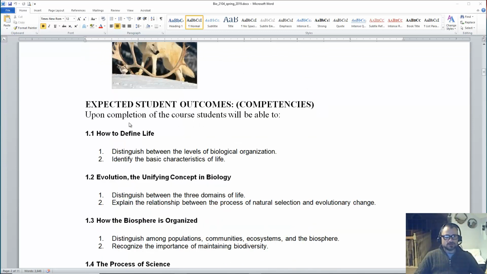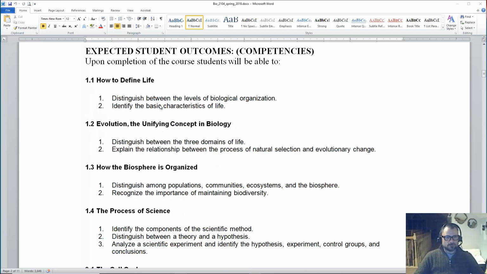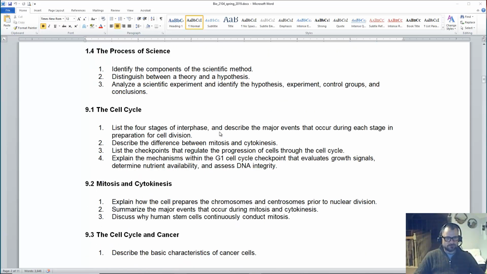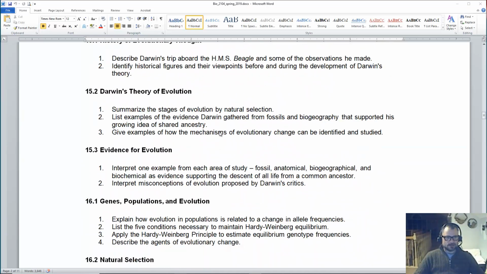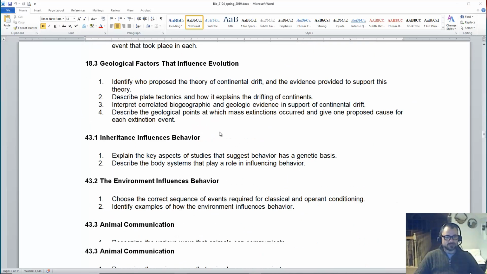So here are the objectives for the course. There are a whole ton of them, and ultimately what happens is on each exam I usually have one question from each one of these objectives. I know there's a ton of them in here. There's a bazillion, and it goes along with your book per chapter.